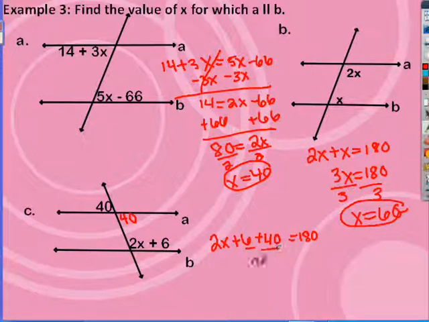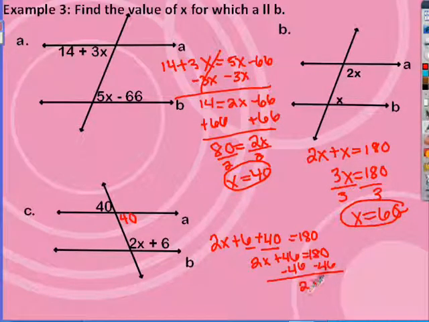Okay, if I combine my terms, I get 2x plus 46 equals 180. Subtract 46 from both sides. So I get 2x equals 134. Divide by 2. So x equals 67.